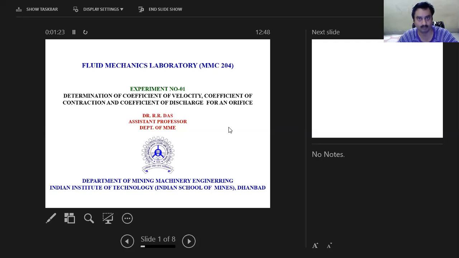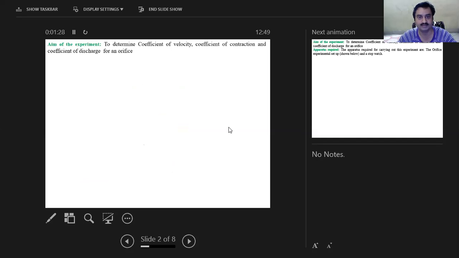So this is experiment number 1. We'll start with the aim of the experiment. The aim of the experiment is to determine the coefficient of velocity, coefficient of contraction, and coefficient of discharge of an orifice. We'll discuss what an orifice is and how it is different from a venturimeter in the next slide. Here, first of all, let's get to know the experimental setup to be used for this purpose. We'll discuss all these terms: what is the coefficient of velocity, what is the coefficient of contraction, what is the coefficient of discharge, and what is an orifice, in detail in the next slide.